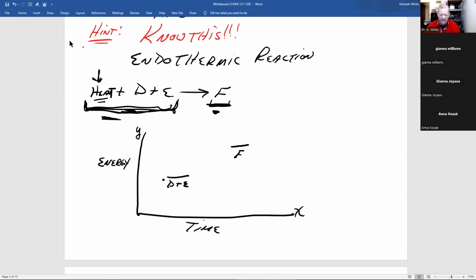And once again, we go over the hill and down again. And the activation energy is where you start to the top of the hill. And that's the energy diagram for an endothermic reaction. And hint, you should know how to do this. So let's go through this again.